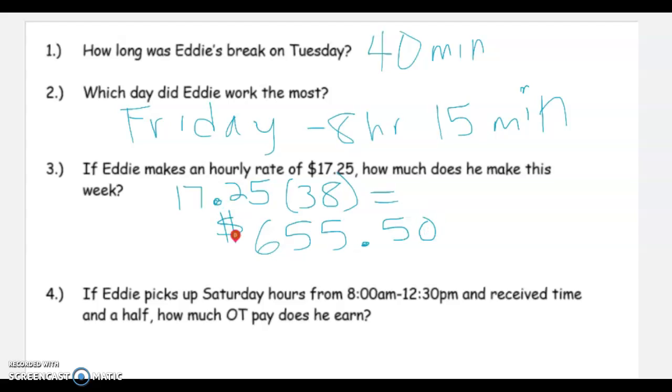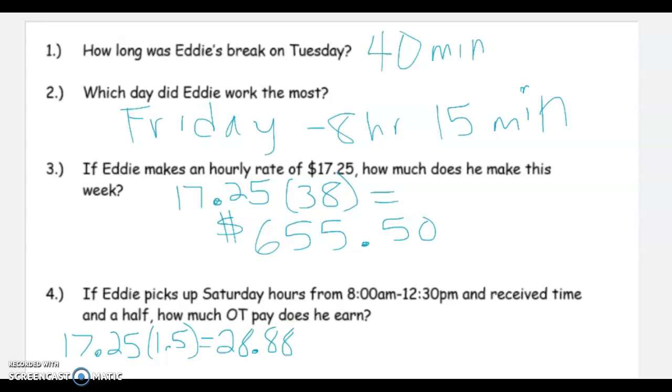That's pretty good. But then they say, you know what, Eddie, I'm going to pick up a Saturday shift from 8 to 12:30, and he received time and a half. How much overtime pay does he earn? I don't want a total, I just want overtime. So his rate is $17.25. I want to multiply that by 1.5 like we did this past week to find a new rate, because you need a new rate in order to do it. And that's $28.88 an hour. It's pretty good. I'd work it.